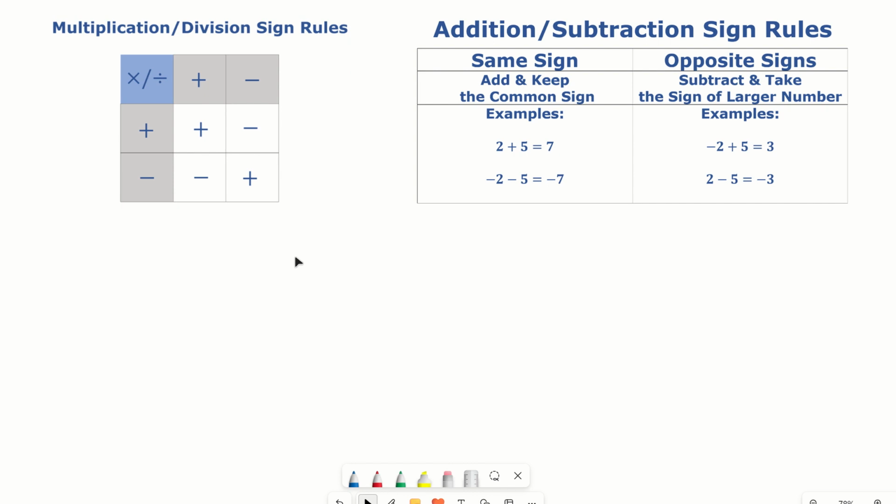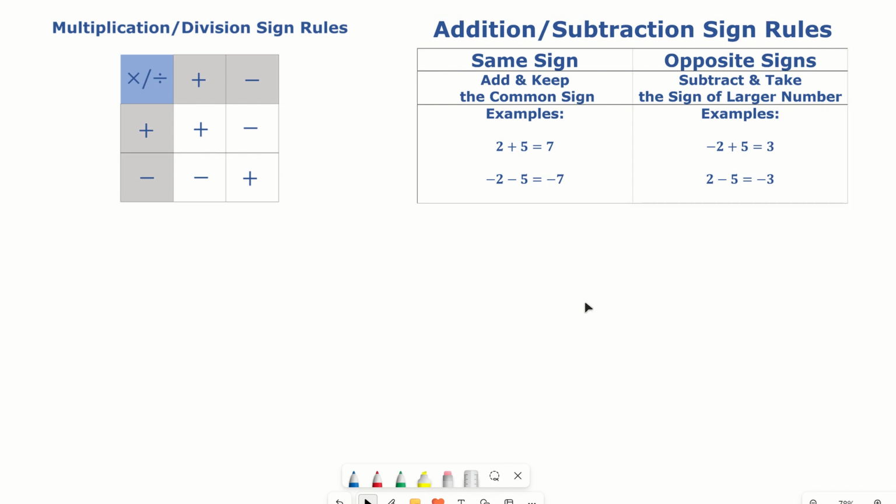Even if we have parentheses, etc., as long as we're just combining integers, we're first going to use our multiplication and division sign rules to get rid of any parentheses that may exist. Then we're going to apply the addition subtraction sign rules to finish the problem up.